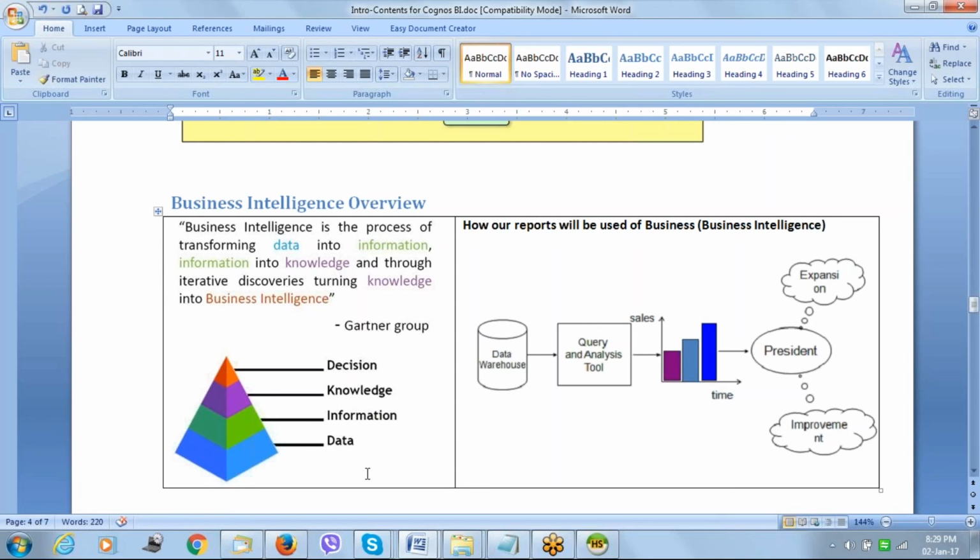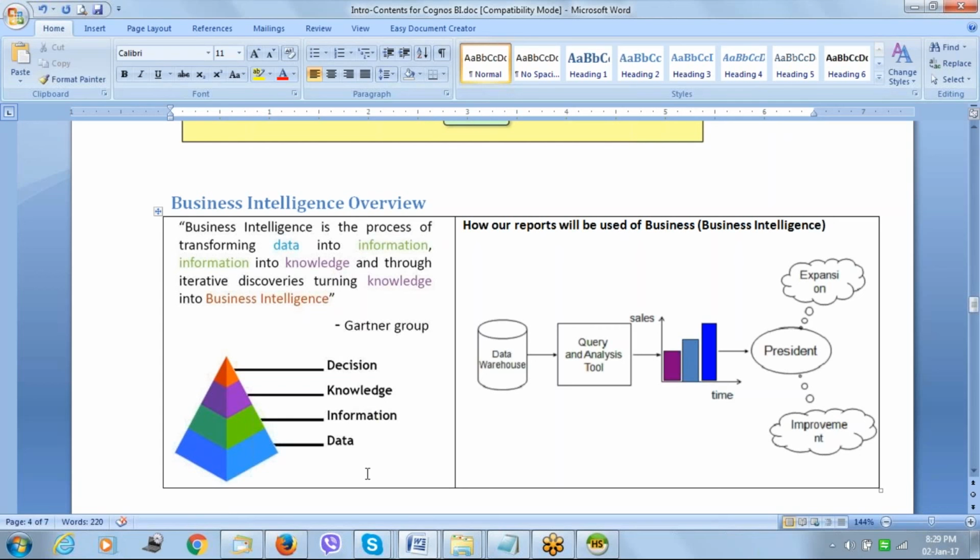So that is the business intelligence. With existing data, we are creating the report, and based upon the report, some knowledge is gathered, and we are taking a decision. So that is the idea of business intelligence.